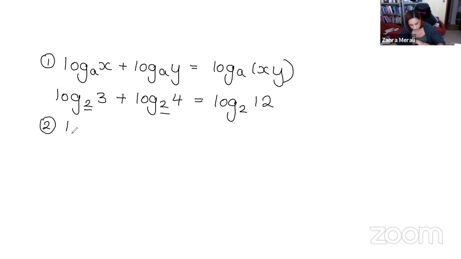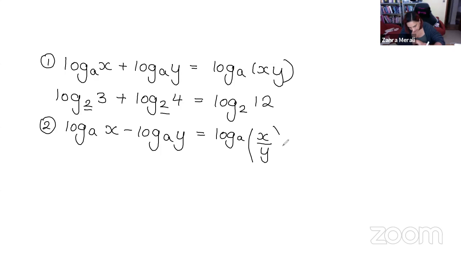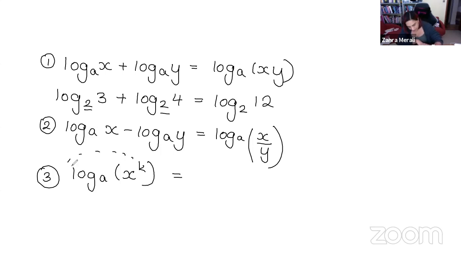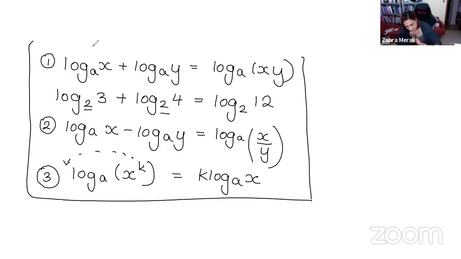Rule number 2 is if you take them away. So taking them away is the same as dividing this bit here. And the last rule, if you've got log a to the power something, k, like 2 cubed, for example, the k can come in front. So you get k log a x. And we'll do some examples of that. So those are your 3 rules, and that is it. Those are your 3 main rules.